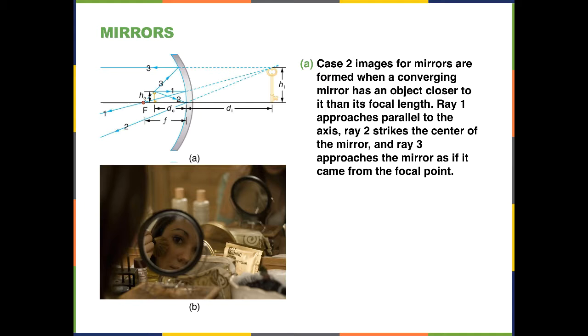What happens is that parallel ray 1 strikes the mirror and then goes through the focal point. Ray 2 goes straight into the mirror and out, and then ray 3 travels up and then goes parallel so that it goes through the focal point. You can see the focal point being behind, and then those three are extended by dashed lines to actually form the image, which is virtual, on the other side of the mirror.